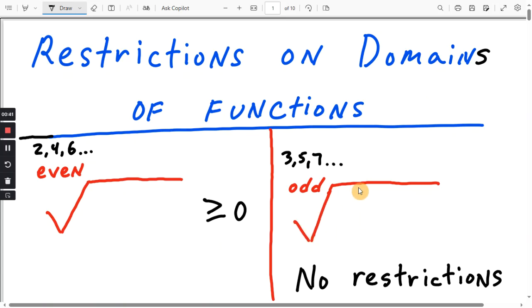However, if you have a radical with an odd root, in other words, the root is 3 or 5 or 7, there are no restrictions, and that's because you can take the odd root of a negative number. So let's look at a couple of examples real quick.